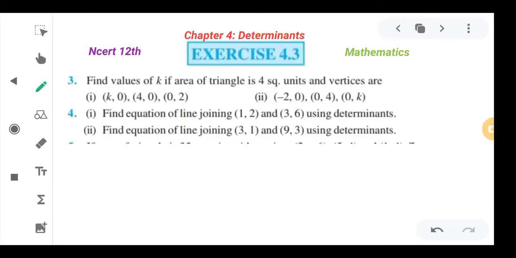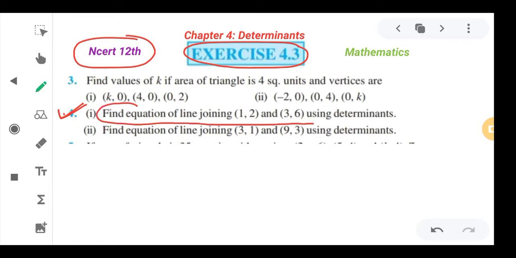Hello students, in this video I am going to solve question number 4 of exercise 4.3 of the determinant chapter, NCERT 12th. You can observe the question, fourth, first part: find the equation of the line joining points (1, 2) and (3, 6) using determinants.